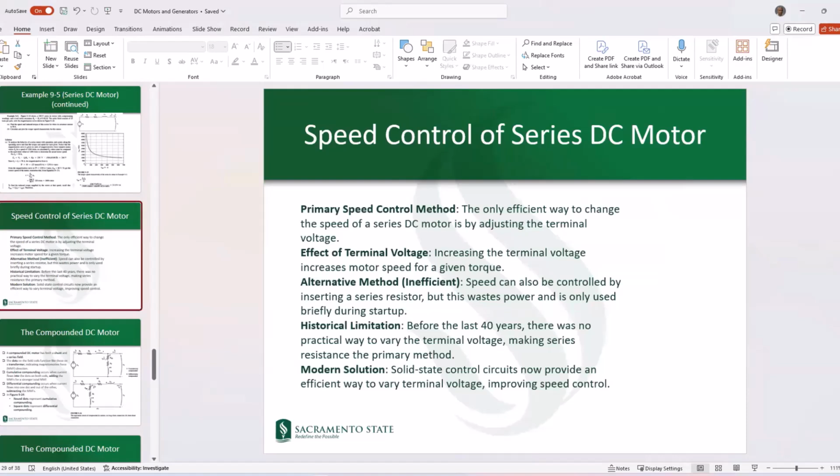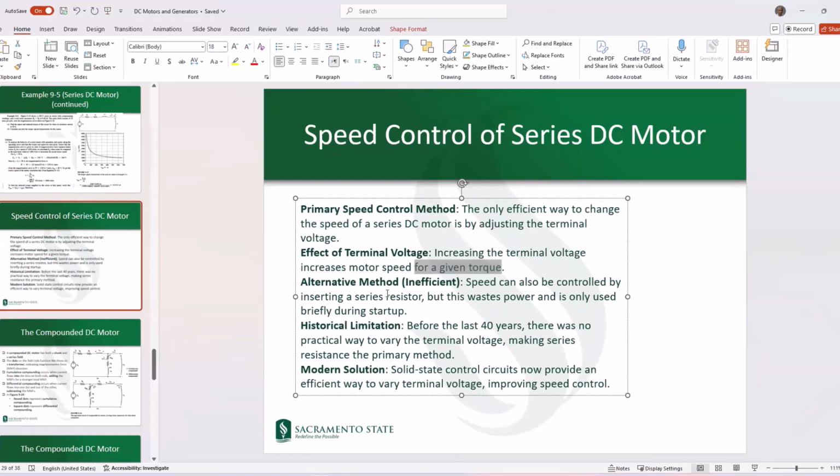Now let's go to control of speed in series DC motors. The only efficient way to change the speed of a series DC motor is by adjusting the terminal voltage, because the motor's operation would be very much impacted if you change the excitation circuit's resistance. Increasing the terminal voltage would increase the motor speed for a given torque. So with the same torque, increasing the terminal voltage increases the speed.